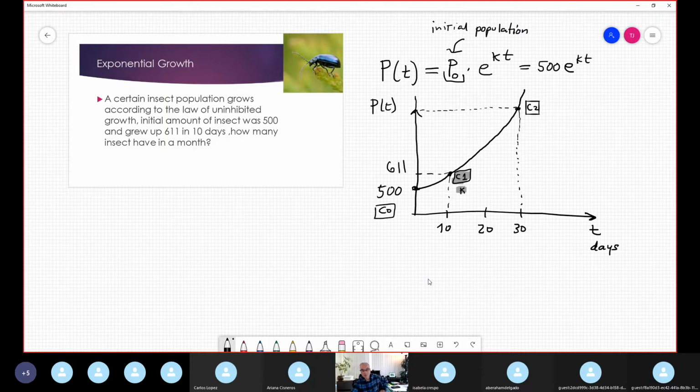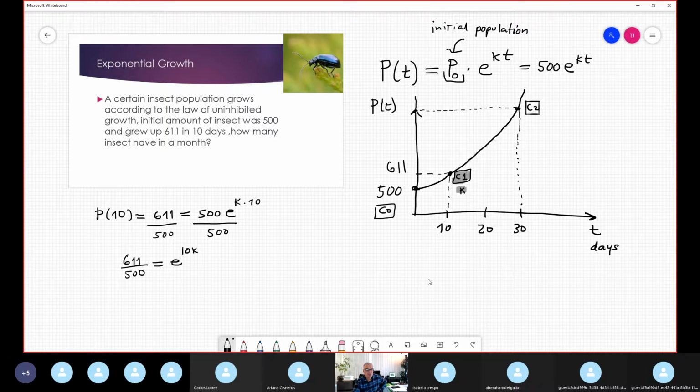I have P of 10 is 611, equal to 500 exponential K times T, where T is 10. The only unknown in this equation is K. So I take advantage to find the K value. You divide both sides by 500. Why not? 611 over 500 equals e to the 10K.